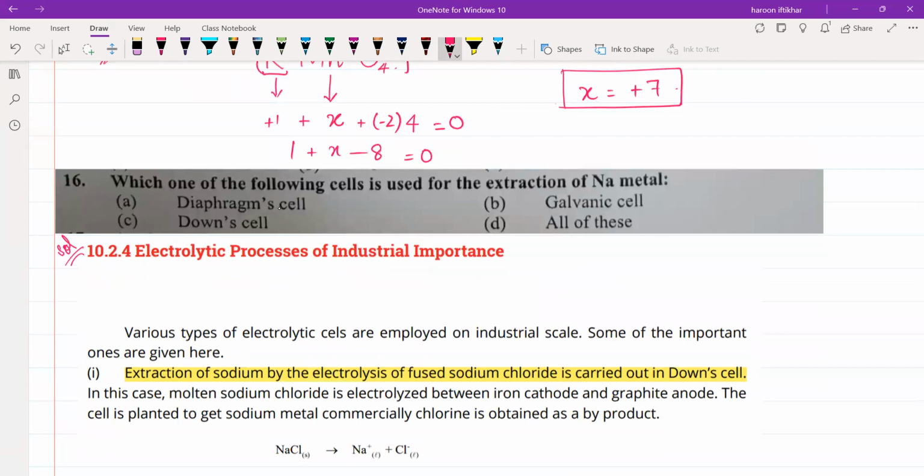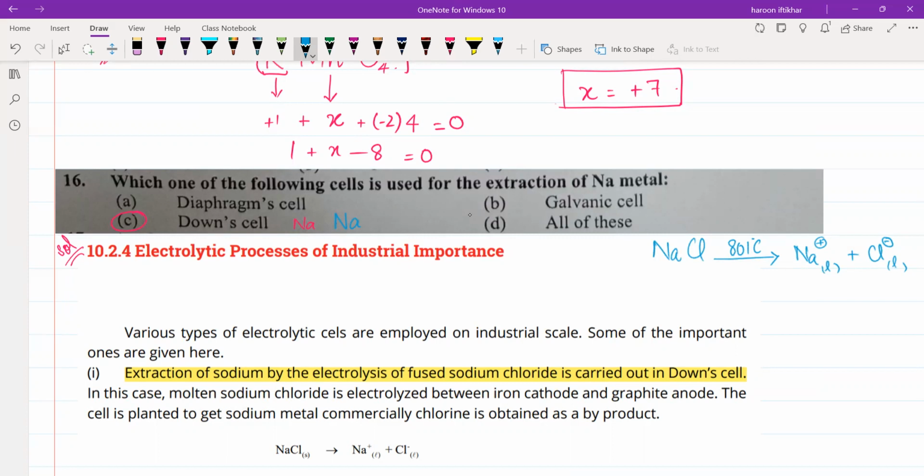Okay, MCQ 16 is about which of the following cells is used for the extraction of sodium metal. So the Downs cell is the cell in which we get liquid sodium metal by the electrolysis of molten sodium chloride. Remember, we are using molten sodium chloride here. So NaCl, sorry, I think that color is not visible. So NaCl, we use a temperature up to 801 degrees Celsius, and then we get sodium ions and chloride ions in liquid form, and then we pass electricity and we get sodium metal along with chlorine gas.